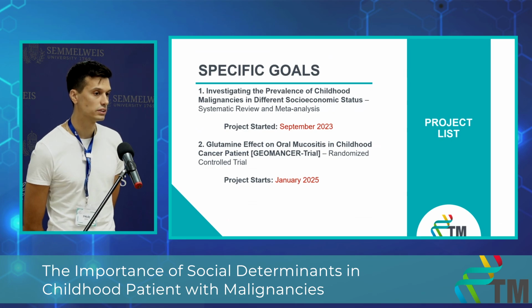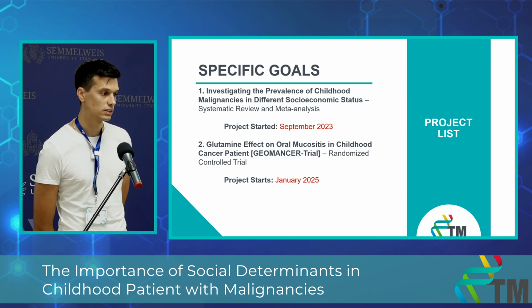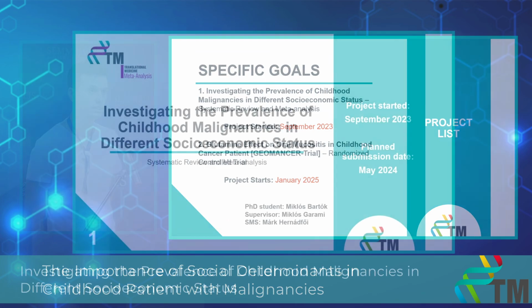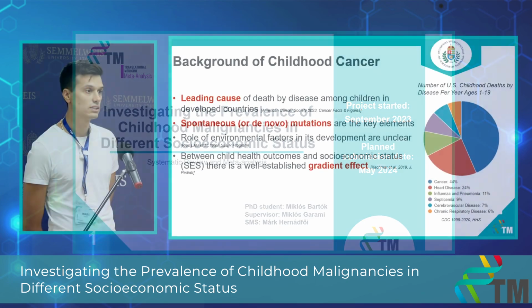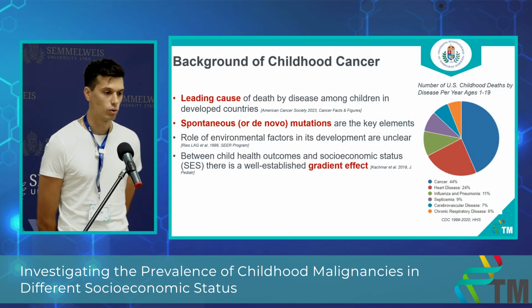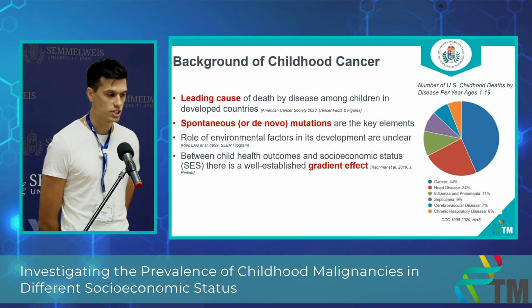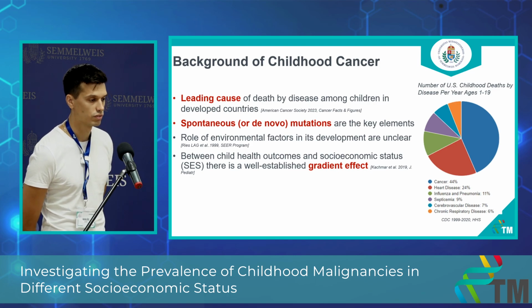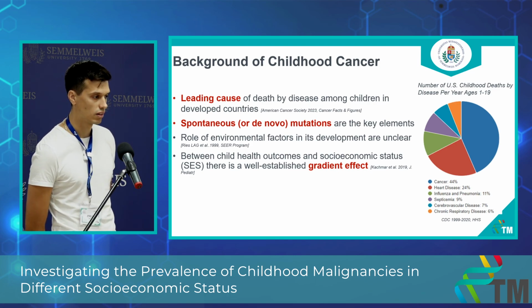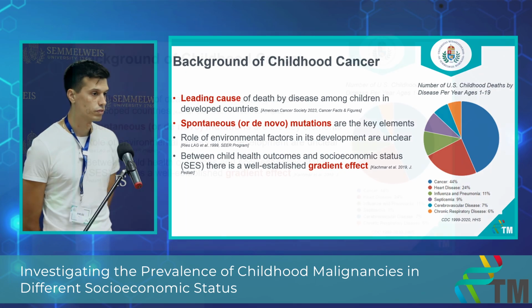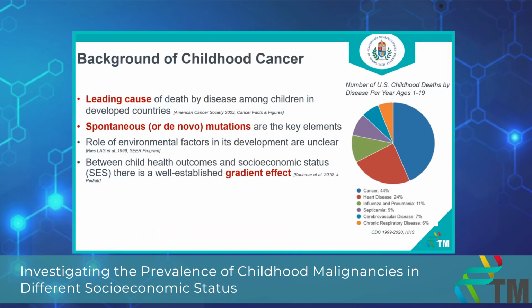We have two ongoing studies. The first one is a systematic review and meta-analysis investigating the prevalence of childhood malignancies in different socioeconomic status. Why is this topic important? Although it's a rare disorder, childhood malignancy is the leading cause of death by disease in developed countries, so it still poses a great health burden.